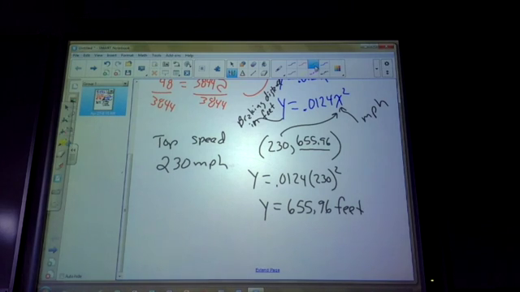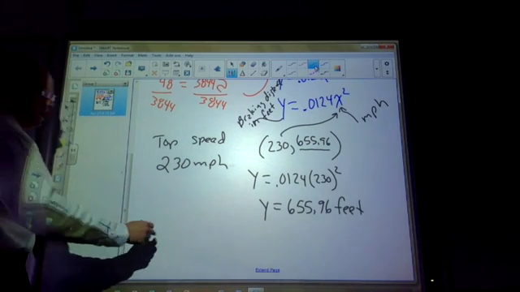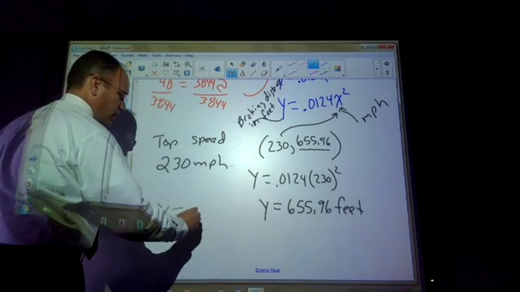Now, here I have a question for you. So let's say you got this car out there cruising, and he hits his brakes as hard as he can. And let's say this person hits their brakes as hard as they can, and again, we're still using this formula.